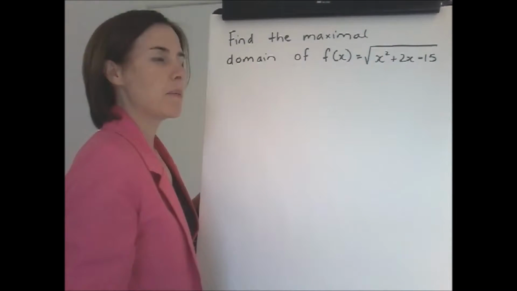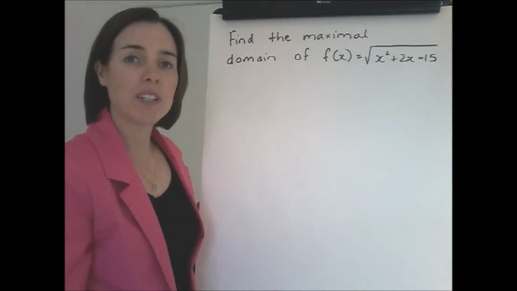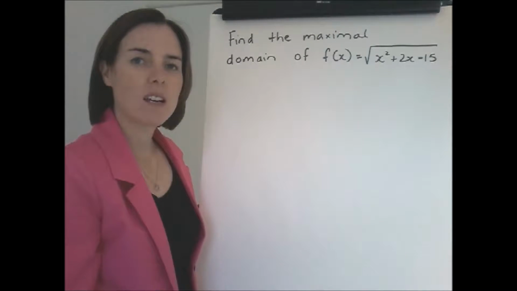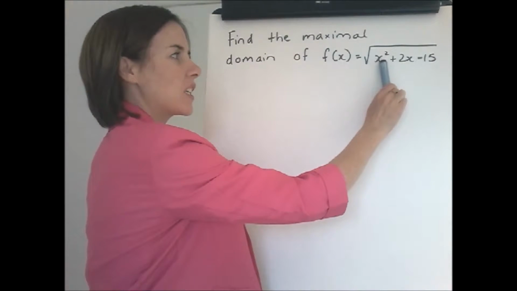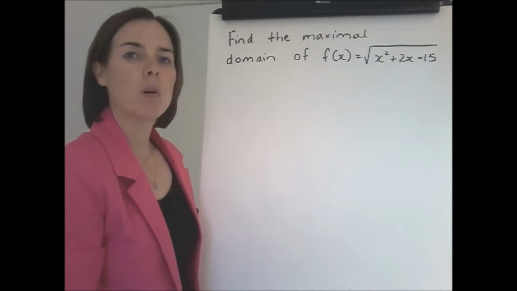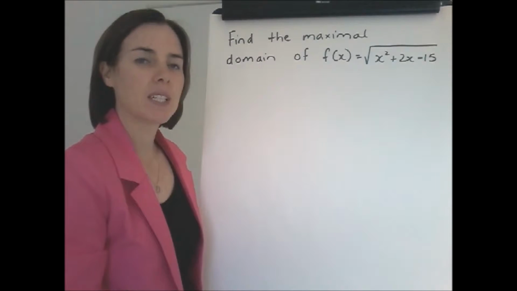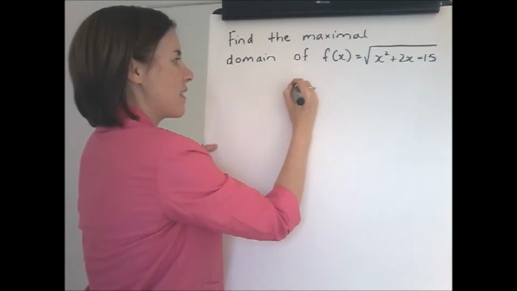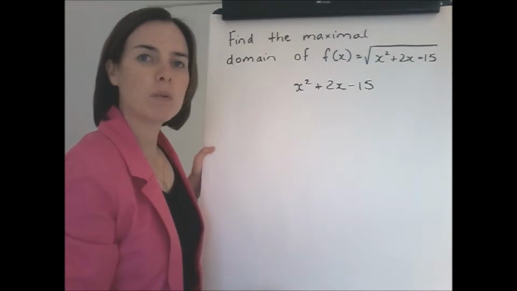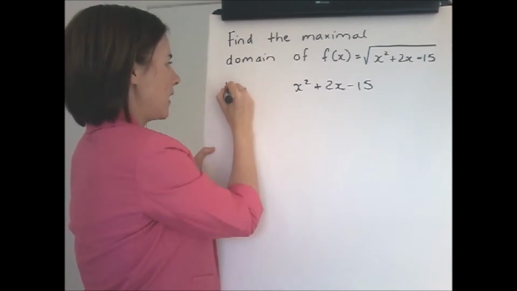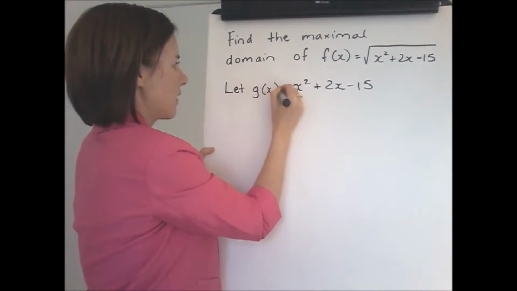Now, I don't know what the shape of this graph looks like, so I don't know from my own knowledge exactly what the domain is, but I notice the square root sign, and I know that I can square root positive numbers, I can square root 0, but I can't square root negative numbers. So anywhere where the function underneath here is negative will not be part of the domain. So let's take a look at the function underneath there, x squared plus 2x take 15, and we'll work with that for a few minutes. So I better give it a name. Let g of x equal that.